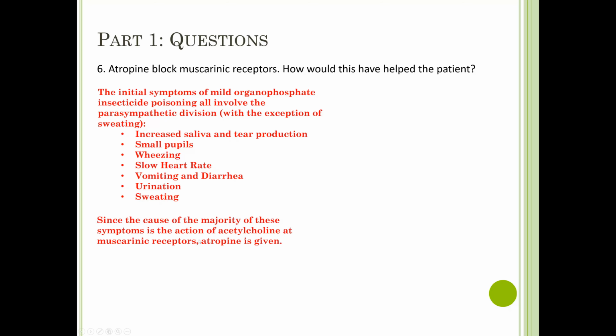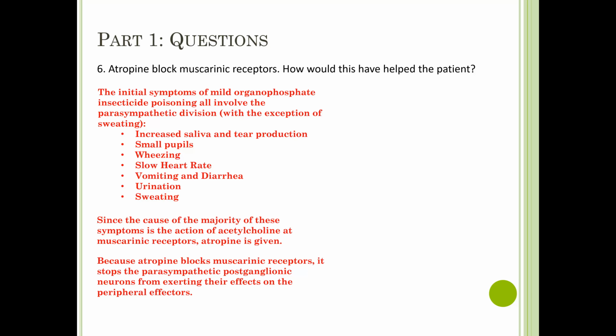And since the cause of the majority of these symptoms, especially the most dangerous ones like the slow heart rate and the wheezing, is the action of acetylcholine at muscarinic receptors, one of the first responses to organophosphate poisoning is to give the patient atropine.